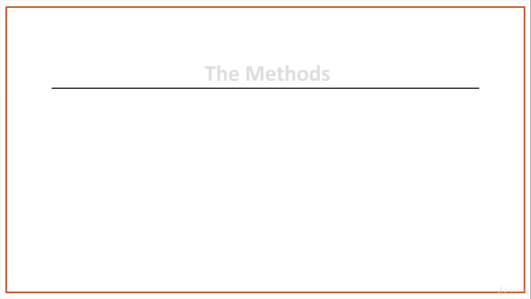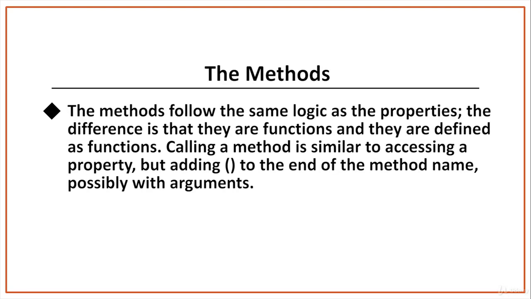Now the methods. The methods follow the same logic as the properties. The difference is that they are functions and they are defined as functions. Calling a method is similar to accessing a property, but adding an open and close parenthesis to the end of the method name, possibly with arguments.